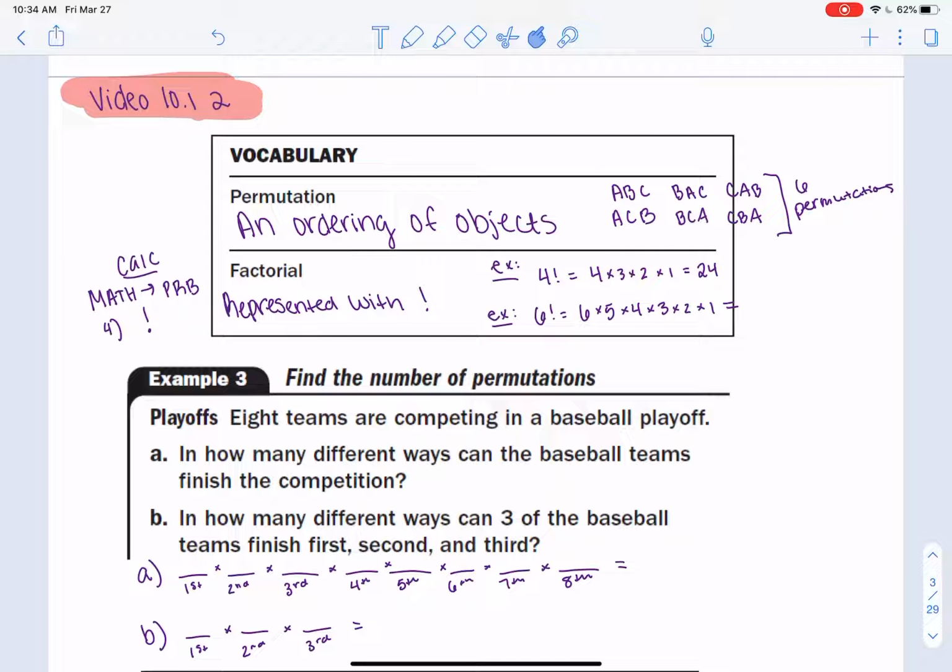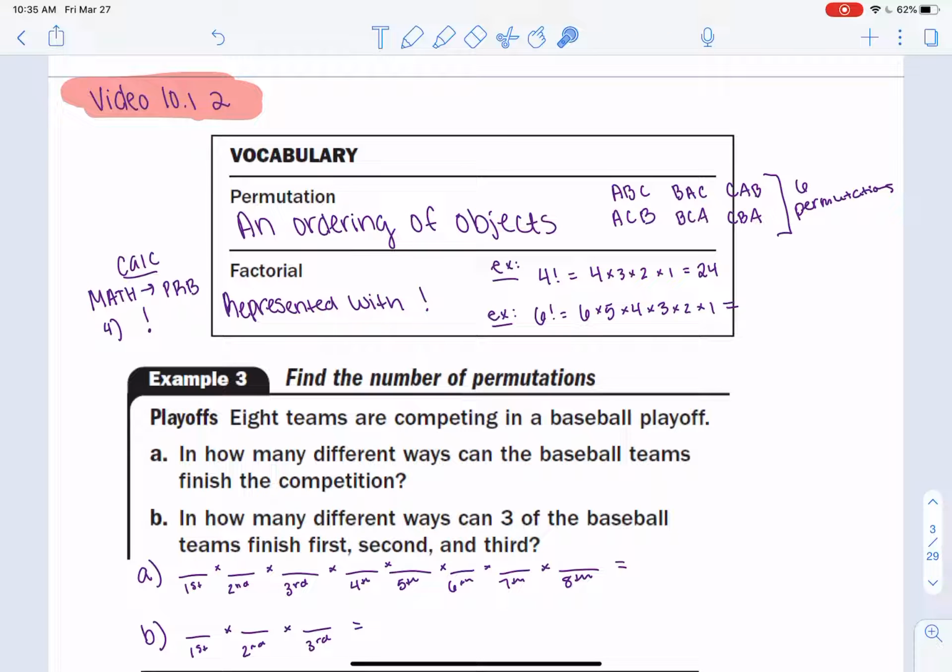So to start with some definitions, some vocab, we've got permutation, and a permutation means an ordering of objects. So let's say we wanted to figure out how many ways we could order the letters ABC. Well, we could do ABC, ACB, BAC, BCA, CAB, or CBA. So if you count, that's 6 different ways that we could order that, or we could say 6 permutations.